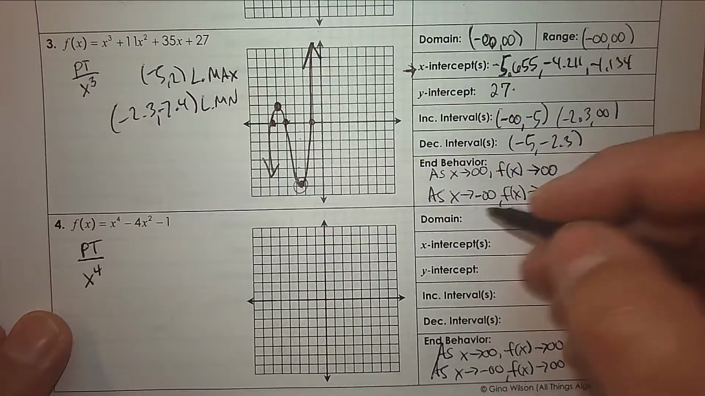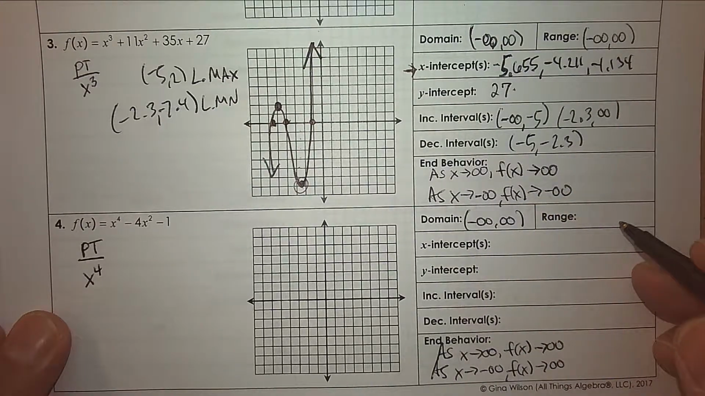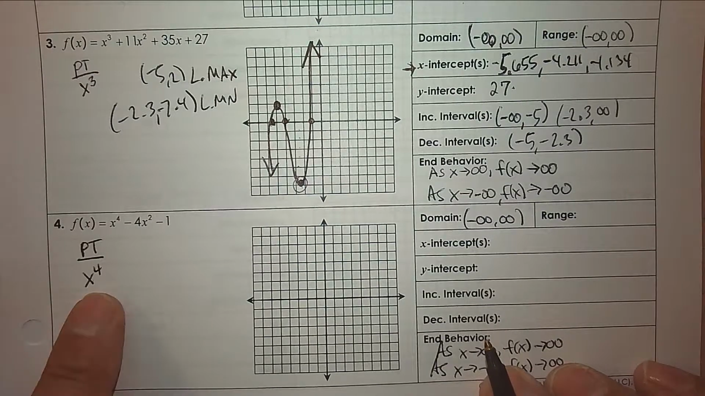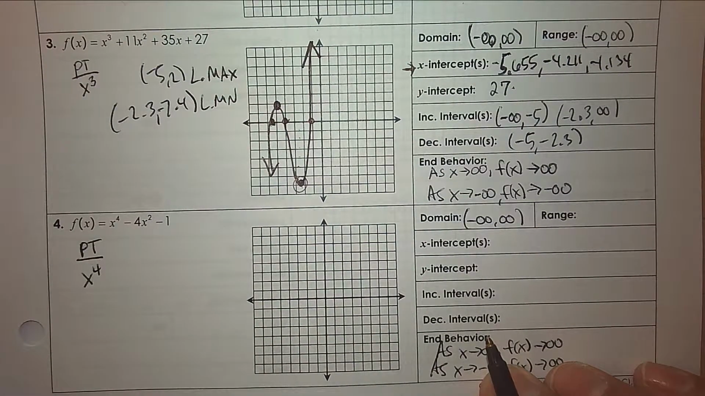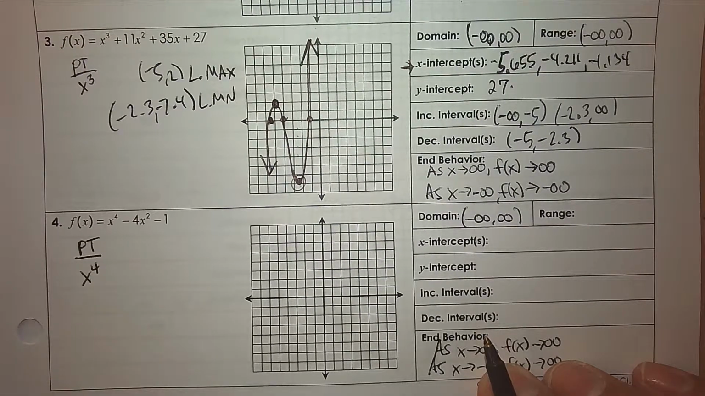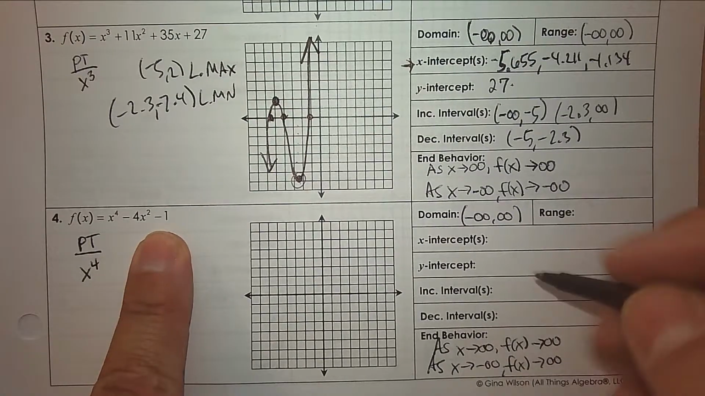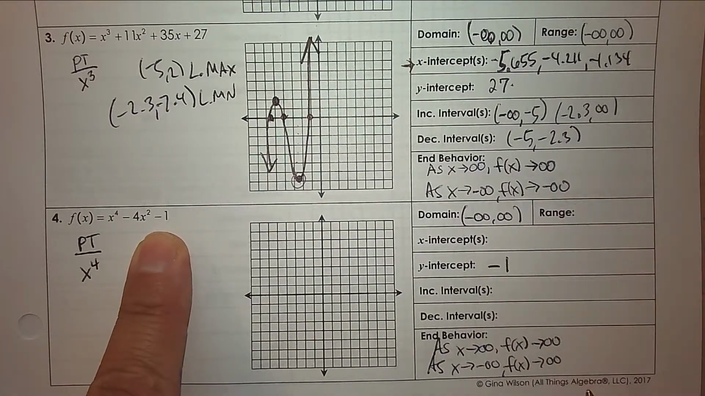I know the domain is all real numbers. The range, I don't know yet. Because it's an even number, there's going to be a top or a bottom point that will affect the range. If it was odd, then it goes up forever and down forever, but this one doesn't. To find the y-intercept, plug in 0 and you get negative 1.